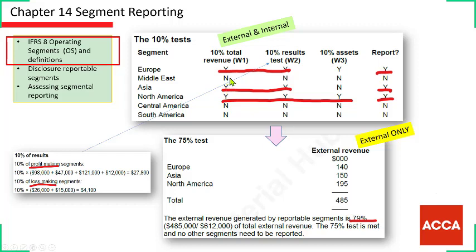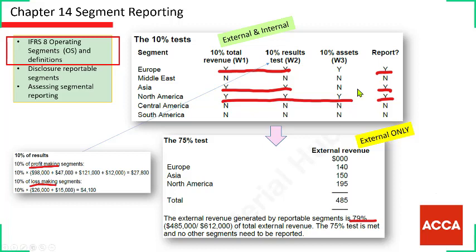If it's less than 10%, then we represent it as a no. So if there's any yes, then this one should be a yes. So for Europe, it's a yes because we got 2 yeses. And Middle East, it's a no because each of the thresholds we did not meet. And Asia, yes. North America, yes. Central America and South America, no.